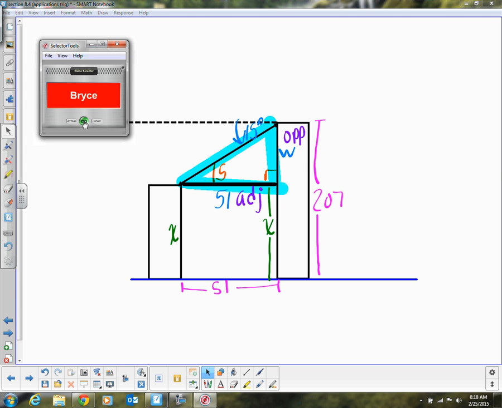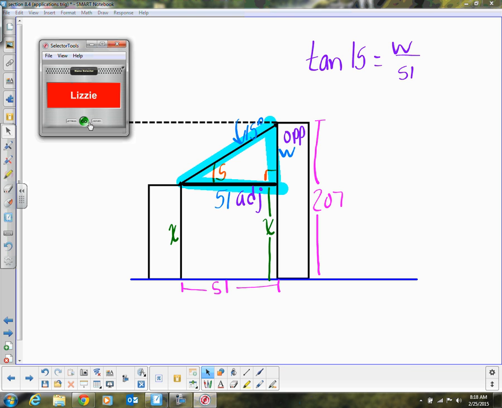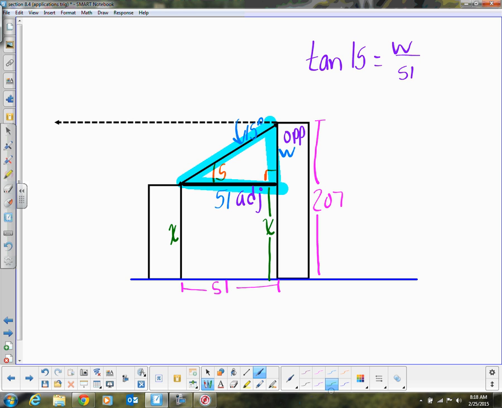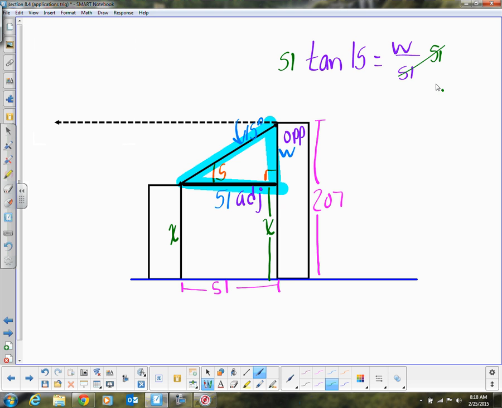All right, with our triangle labeled, you should be able to tell me the trig function now. Right, so you know here. The trig function is tangent of what? Is equal to what? Over. Okay. So at this point, I need to know how to solve this, Lucas. We multiply both sides by 51. Now everybody's got a calculator, so this is fair game. So my calculator person is McKinsey. What is my W?